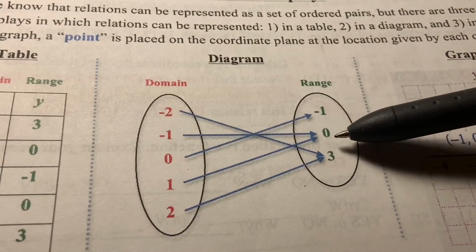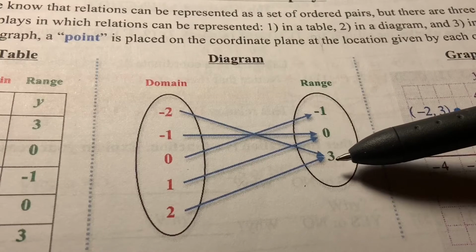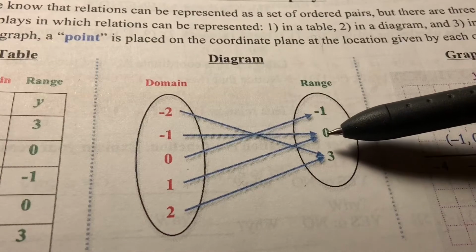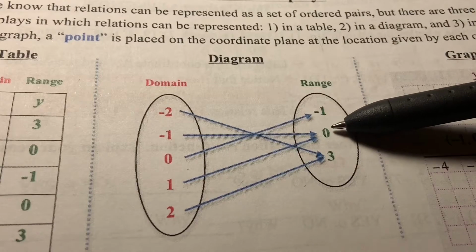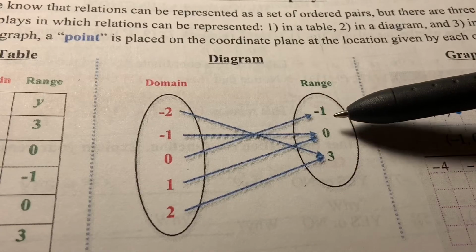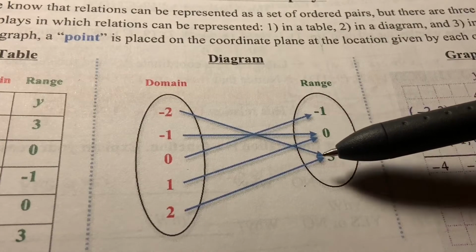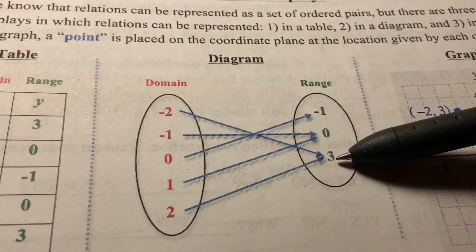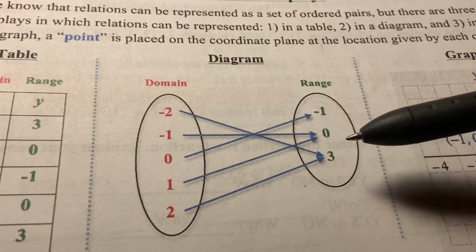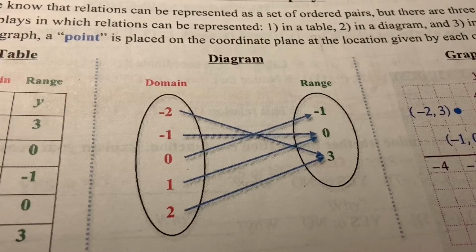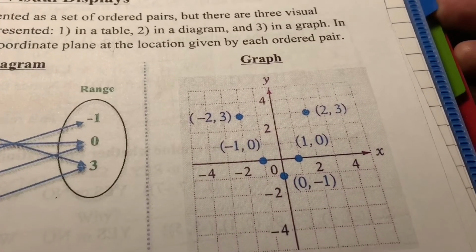But in the diagram, for the range, I only write the numbers that appear one at a time. I don't write the 0 twice. I don't write the 3 twice. But look carefully. Look at this. You see 2 arrows pointing to the 0? That tells you the 0 is being used twice. You see the 2 arrows pointing to the 3? That tells you the 3 is being used twice. Okay? So that's how you don't get confused. One more visual display, the graph.